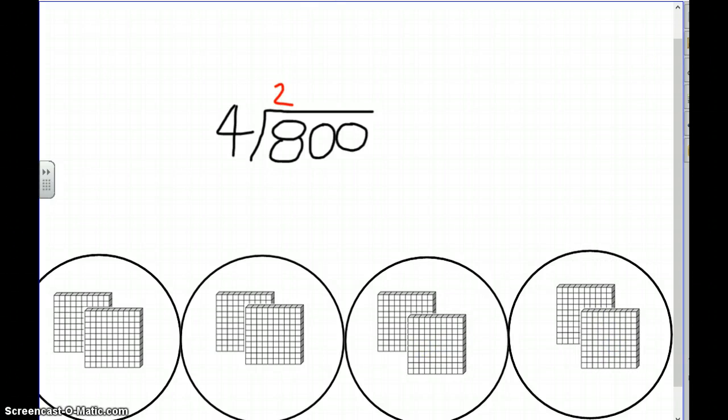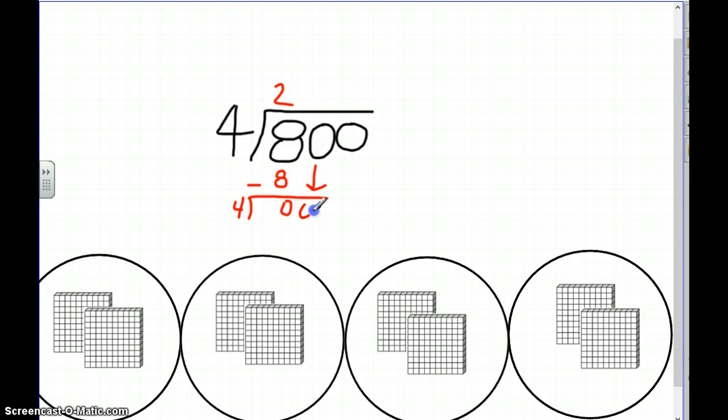After we divide, we multiply. 4 times 2 is 8. After we multiply, we subtract. 8 minus 8 is 0. We have a new division problem here. 4 divided by 0. Can we do it? No, we cannot. So we need to bring our next digit down.